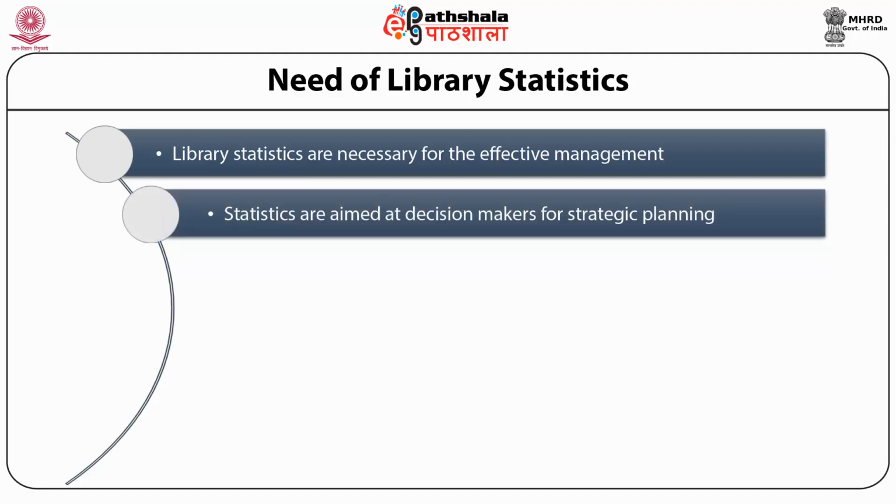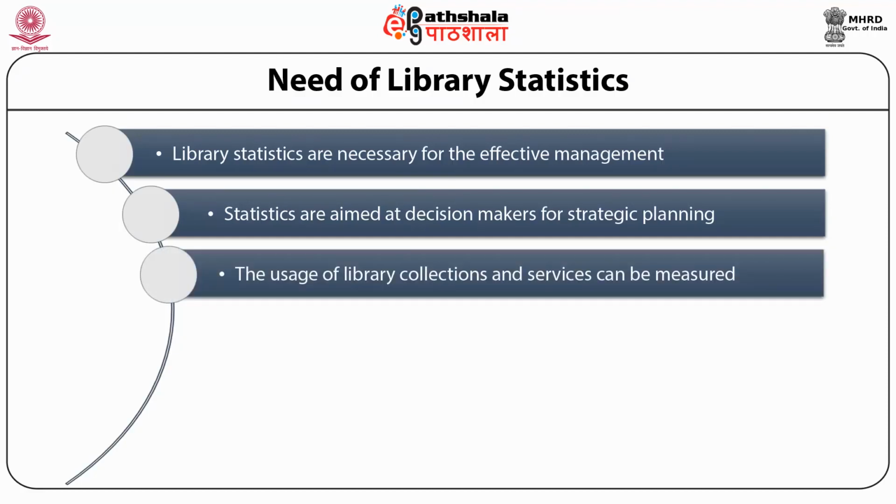Statistics are aimed at decision makers for strategic planning, because when a report of that kind is submitted to the management, say for example to the vice chancellor of a university, the vice chancellor will see how this library is performing and to what extent their budget allocation should be increased, or in which project of the library this should be supported or not. So that kind of decision a library committee can take.